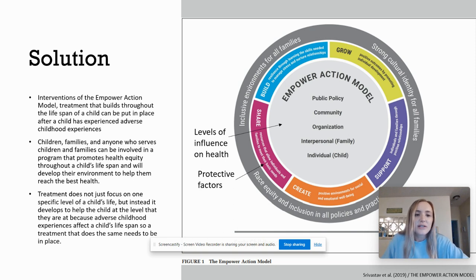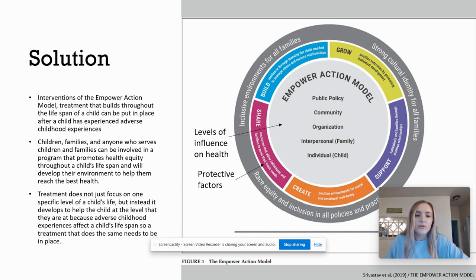So, interventions of the Empower Action Model. It's a treatment that builds throughout the lifespan of a child. It can be put in place after a child has experienced adverse childhood experiences. So, children, families, and anyone who serves children and families can be involved in a program that promotes health equity throughout a child's lifespan and will develop their environment to help them reach the best health.